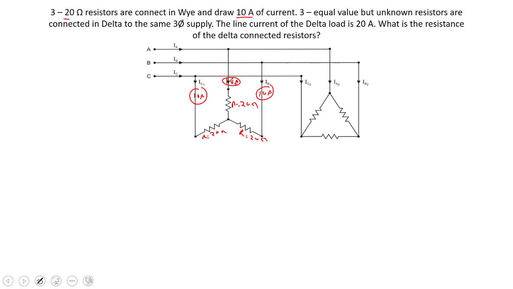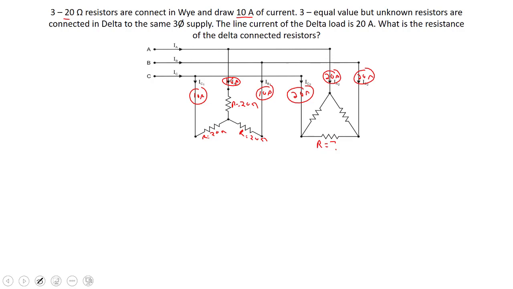And what else do they give us? The resistance is unknown of these resistors. That's what we've got to find out. And the delta circuit draws 20 amps of line current. So that's our known.